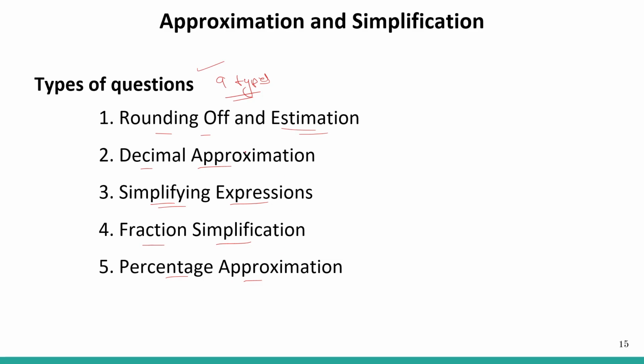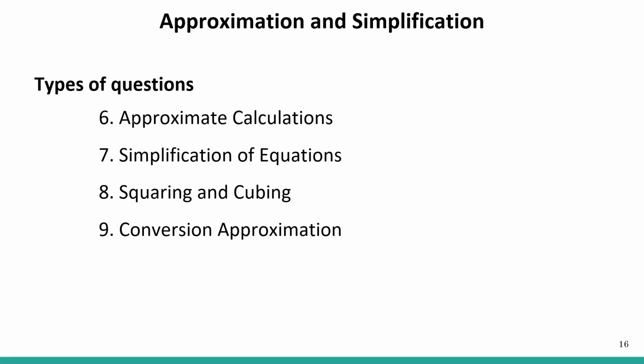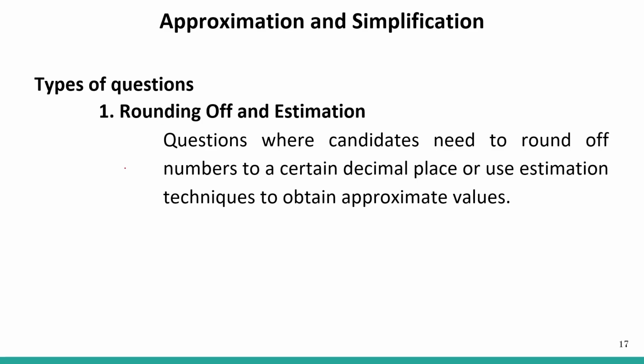And how decimal approximation and percentage approximation differ from each other, we'll learn, and what kind of significance they possess in real world scenarios. The sixth one is approximate calculations, simplification of equations, squaring and cubing, conversion and approximation. So there are basically 9 types of questions that are usually asked on this topic in various competitive exams. So let's see the first type, that is rounding off and estimation.